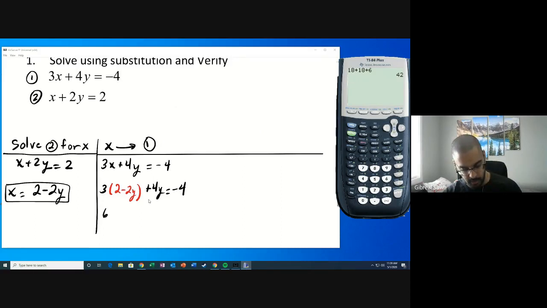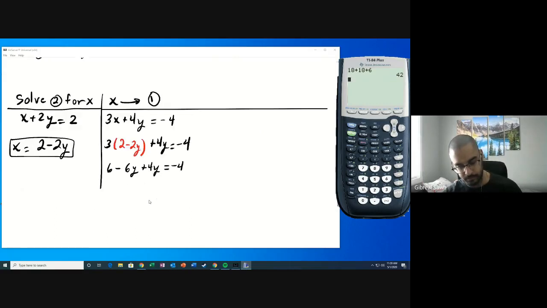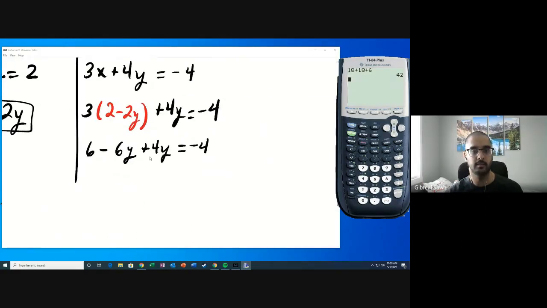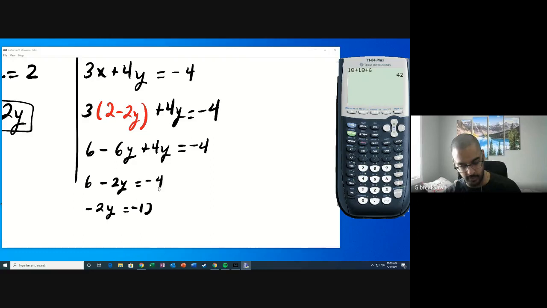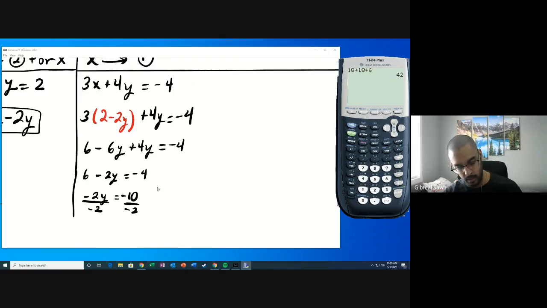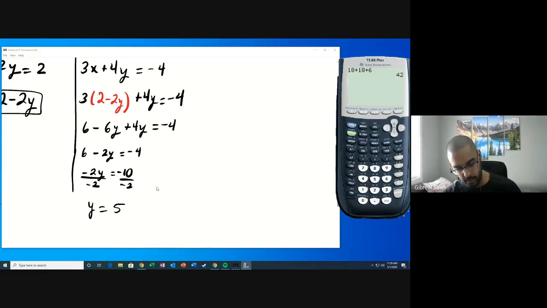So this will be equal to 6 minus 6y plus 4y equals negative 4. So if I try to collect my variables together, we're going to have 6 minus 2y equals negative 4. Subtract 6 from both sides, and it will say negative 2y is equal to negative 10. Divide both sides by negative 2, and y is now equal to 5. Okay. So I've got part of this.